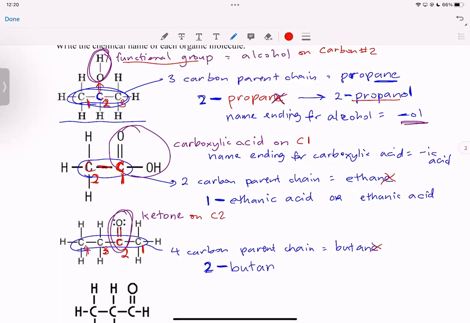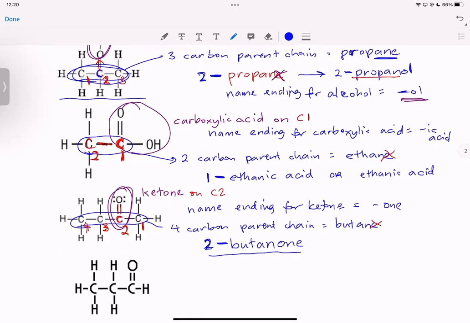Okay? And then what you need is the name ending for the ketone. So the name ending for the ketone functional group, the short one that I like to use, is ONE. So instead of the E, you want to have butan and then ONE. 2-butanone is the name of that structure.